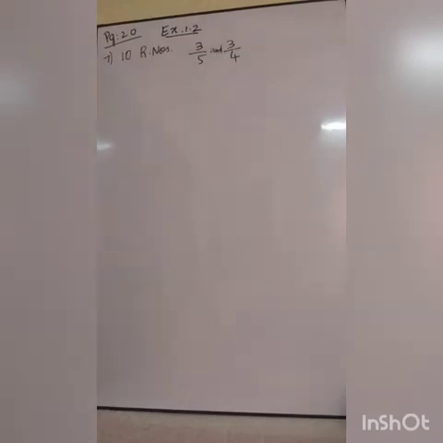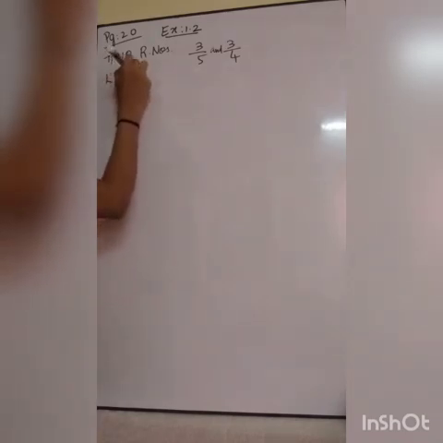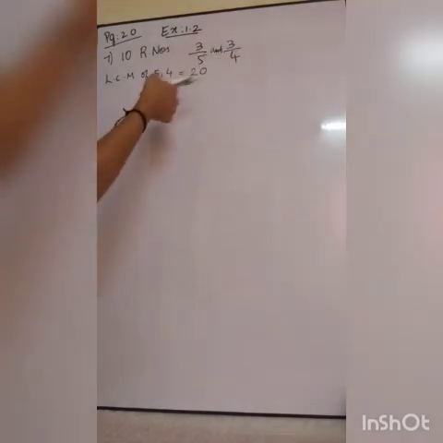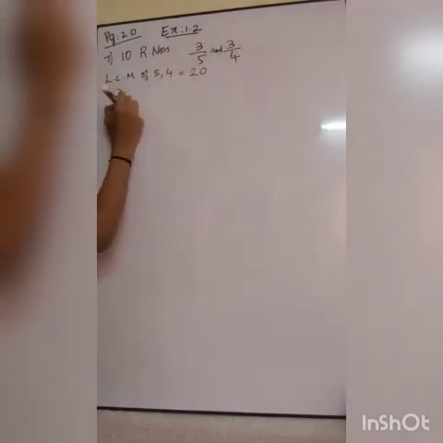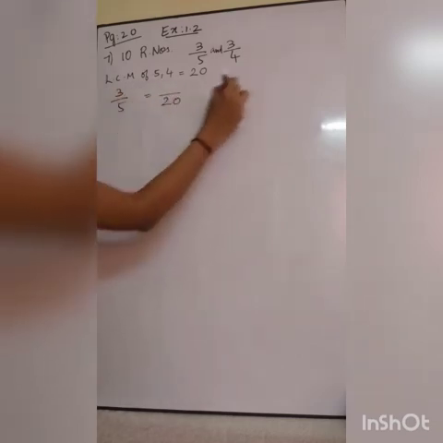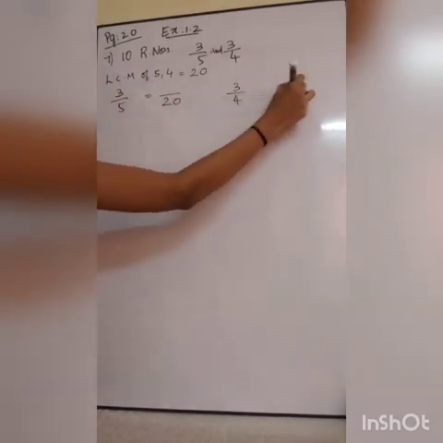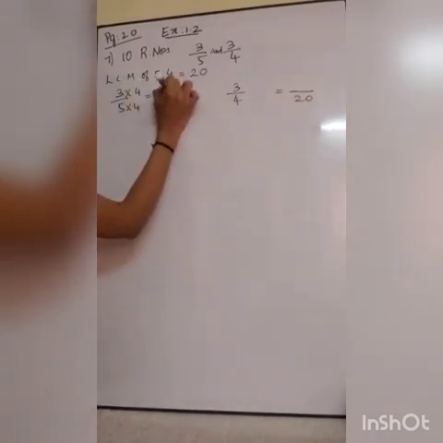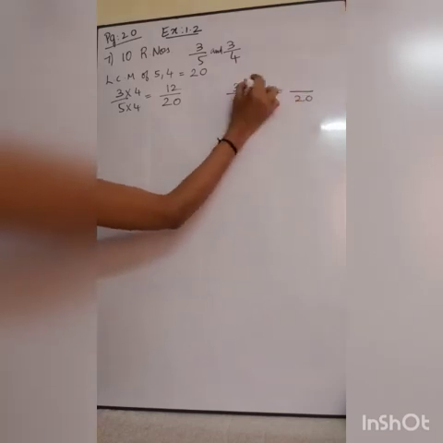We have to find 10 rational numbers between 3 by 5 and 3 by 4. I'll make both denominators the same, then find the numbers between those two. First, by LCM. What is the LCM of 5 and 4? It is 20. So what will it become? I want the denominator as 20. 5 fours are 20, 3 fours are 12.